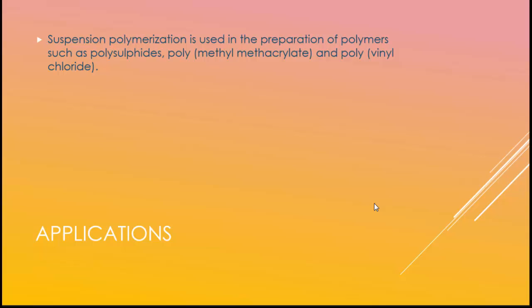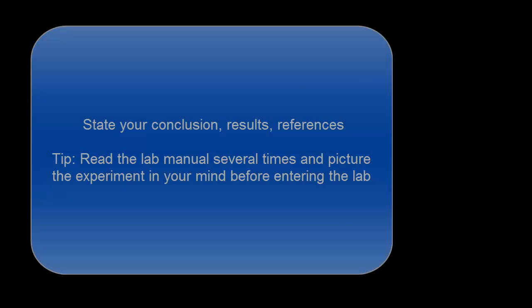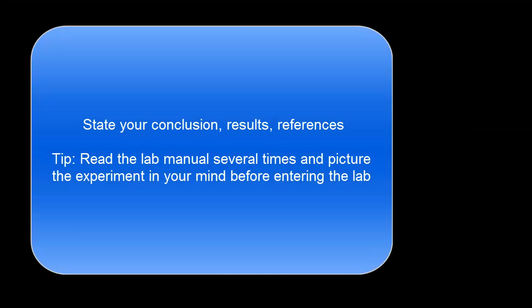Now, special applications of suspension polymerization involve its use in the preparation of polymers such as polystyrene, PS, polymethyl methacrylate, PMMA, and polyvinyl chloride, PVC. And these are common polymers that surround us in our daily life. You are encouraged to read the lab manual closely over and over again, do some research online, take down your references in your lab report, and discuss about it.